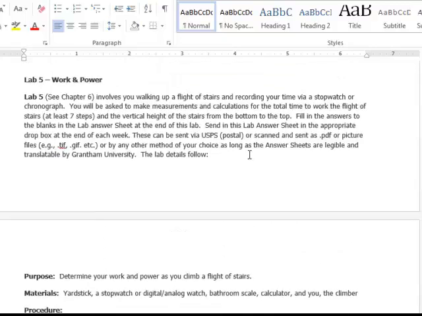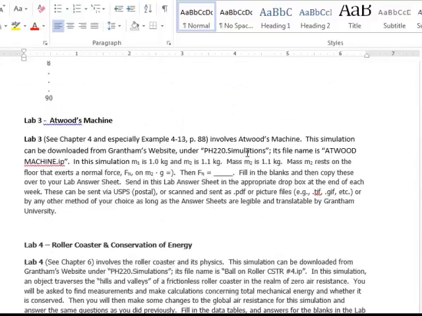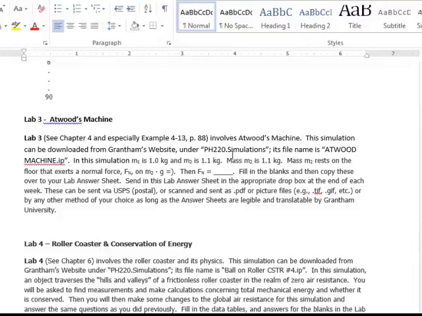Okay, everyone, welcome to Grantham Physics 220 Week 3 for the lab. So this week we're going to work on something called the Atwood's machine. It involves a simulation, again, downloaded under the Physics 220 simulations, and it is atwoodmachine.ip.